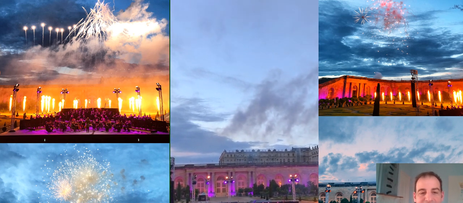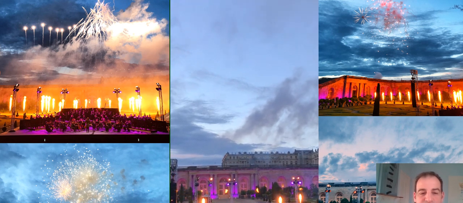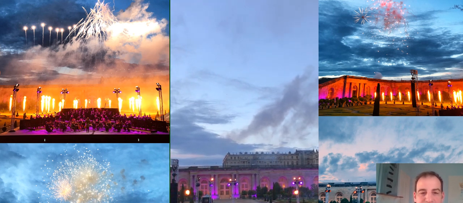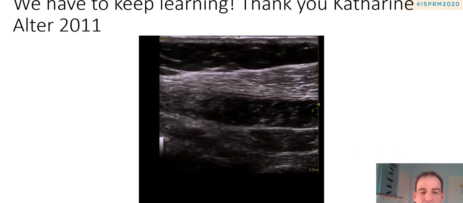You know the French, they like to do things in a big way, so this was the finale of the Congress with music and fireworks, and really my inspiration to go home and recreate this. So it is possible to relearn.